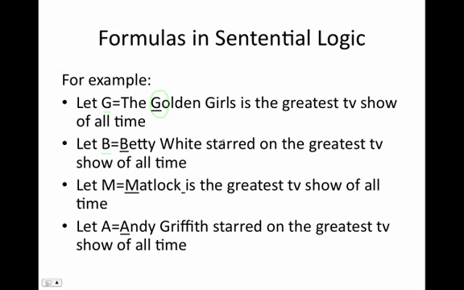Let B stand for Betty White starred on the greatest TV show of all time, which, by the way, was The Golden Girls. Let M equal Matlock is the greatest TV show of all time. And then let A equal Andy Griffith starred on the greatest TV show of all time, which, by the way, would be Matlock. All right, so we've just got 4 letters, which will each stand for a simple sentence: G, B, M, A.